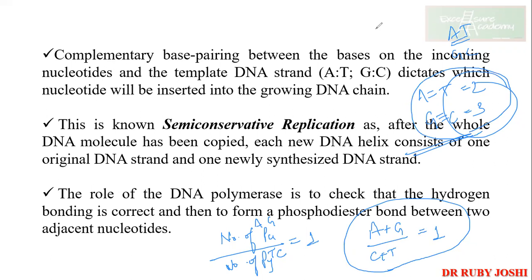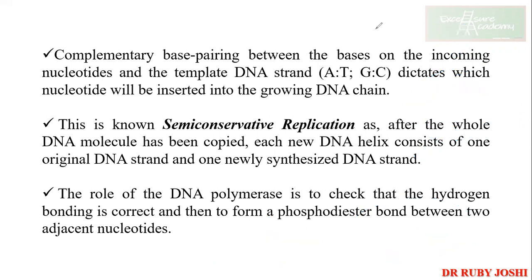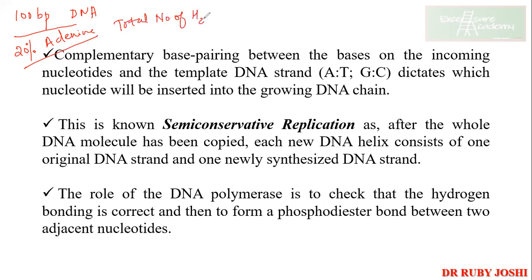For example, let me give you one example right now itself. Let's say that you have got a 100 base pair DNA. Now, I am saying that in the 100 base pair DNA, you have got 20% adenine. I am asking you the total number of hydrogen bonds. Now, can you solve it? Is the question clear to everyone?